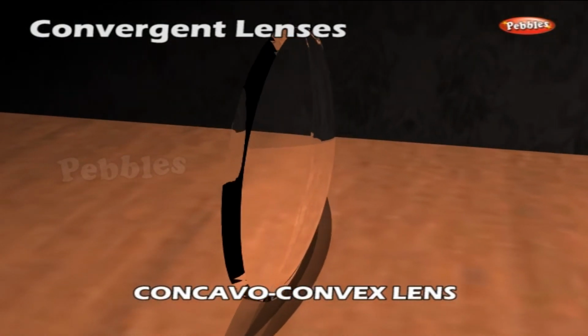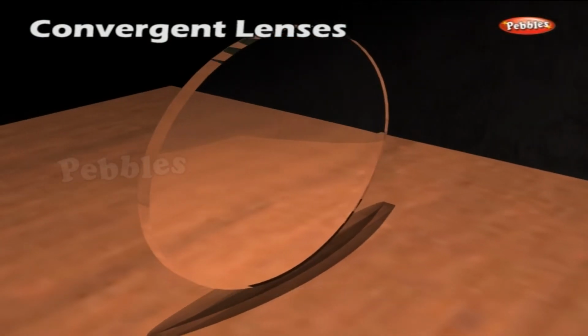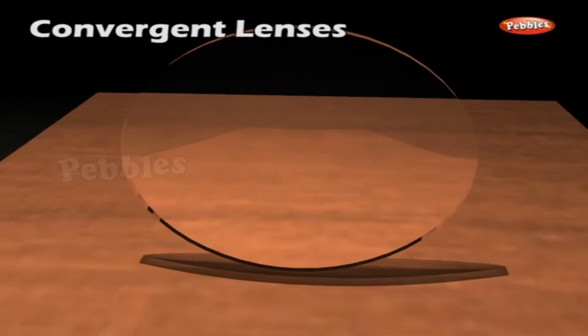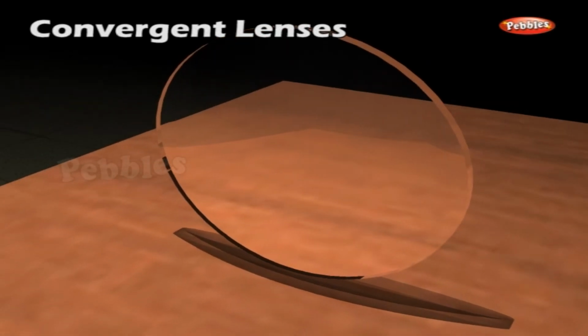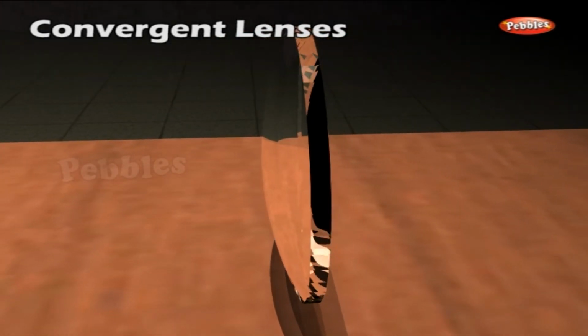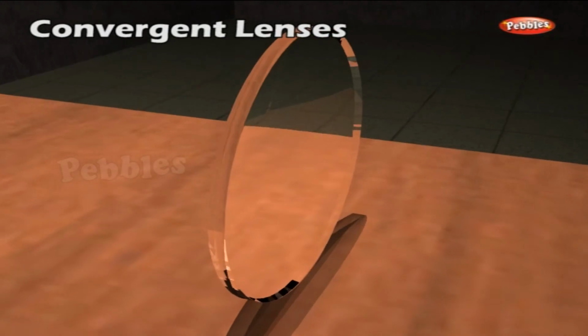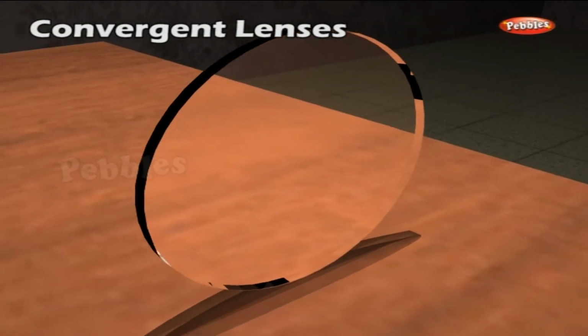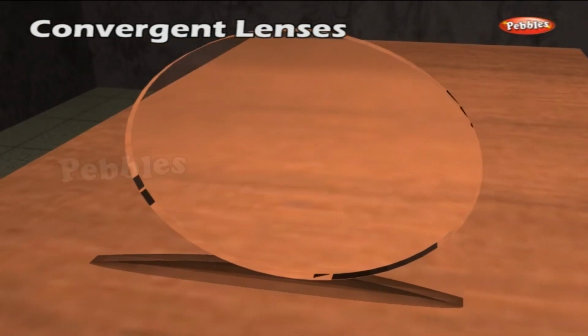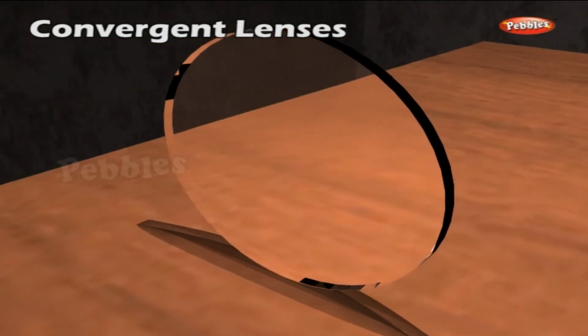Concavo-convex lens. One of the surfaces of this type of lens is concave and the other convex. The radius of the concave side is more than that of the convex side. It should be noted that all convex lenses are convergent lenses, but all convergent lenses are not convex.